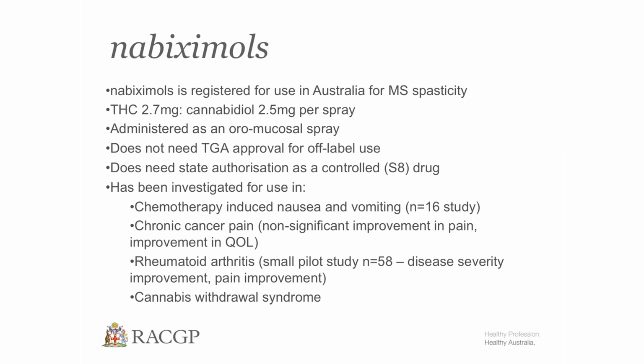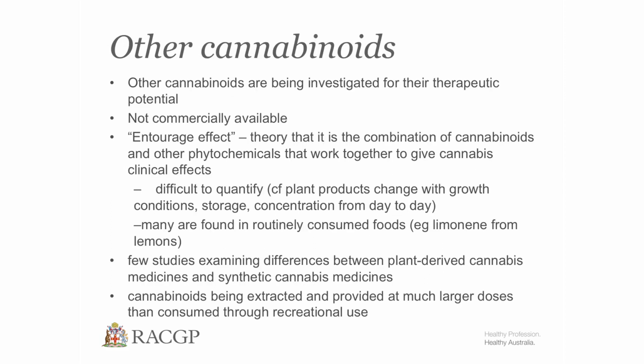There's been a small pilot study in rheumatoid arthritis, and that's tended towards disease severity improvement and pain improvement, but it doesn't suggest that tomorrow everyone with rheumatoid arthritis should be prescribed nabiximols. And there have also been recent clinical trials in New South Wales around mitigating cannabis withdrawal syndrome. So it's got a really interesting role in perhaps mitigating cannabis withdrawal syndrome. And I think overseas it's being investigated for some of the narcotic withdrawal syndromes.